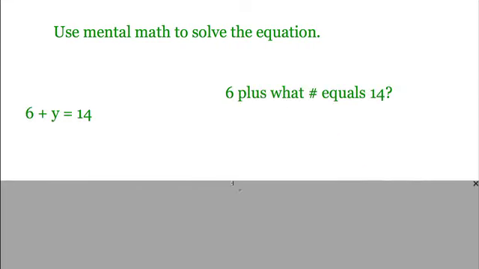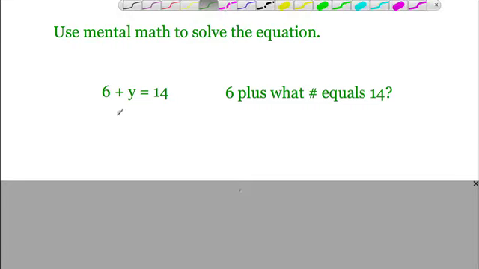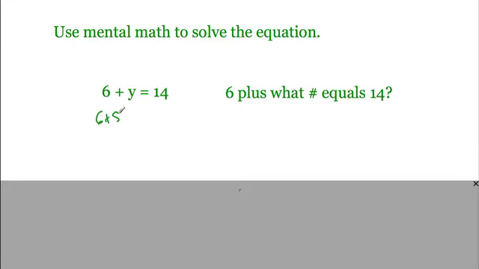All right. We're going to solve some equations pretty quick just using mental math. In other words, I have this equation here. 6 plus y equals 14. What does that mean? It's 6 plus what number? I don't know what number goes here. So 6 plus what number equals 14? Now, I'm sure most of you got that right away. Well, 6 plus 8 equals 14, Mr. Sullivan. All right, 6 plus 8 does equal 14. So our answer is y equals 8.